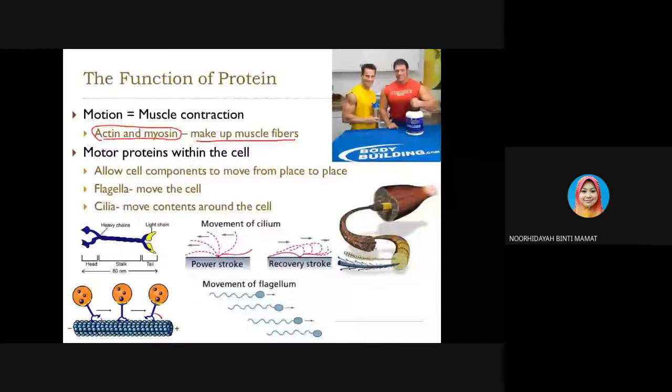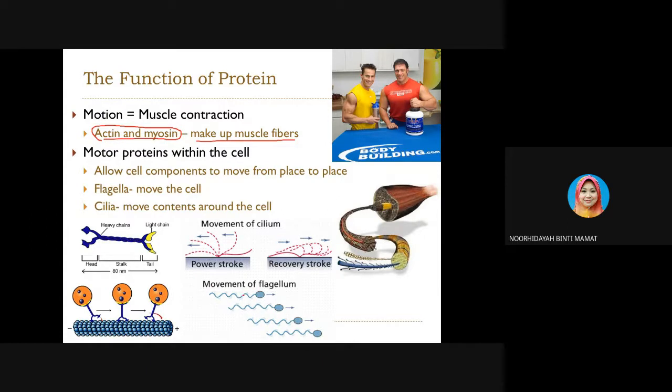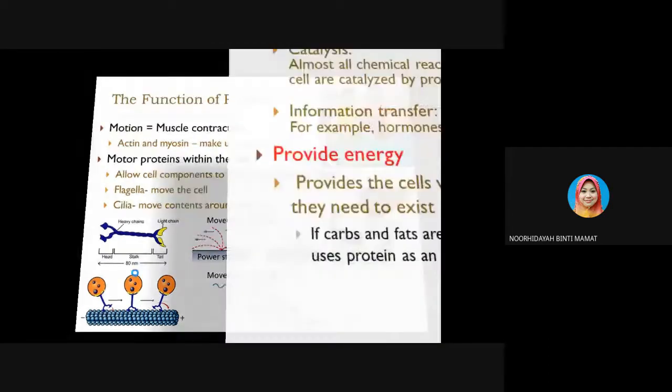Also, the protein acts as the motor protein within the cells, which allows the cell components to move from one place to another. For example, flagella move the cells. So the movement of flagellum actually needs the protein. And cilia move the content around the cells. All of these movements need protein. So this is the actin and myosin.